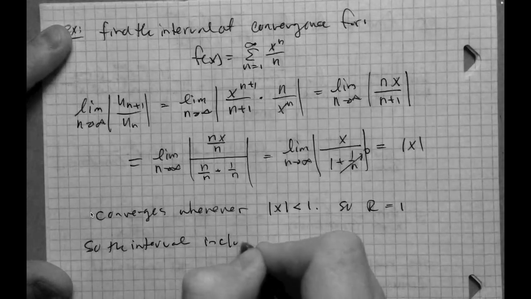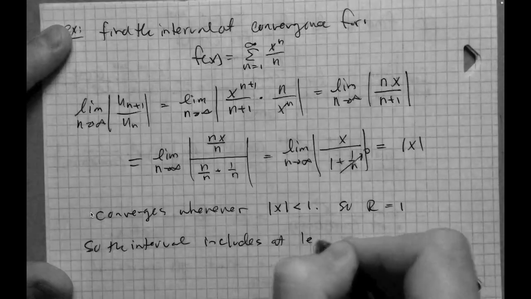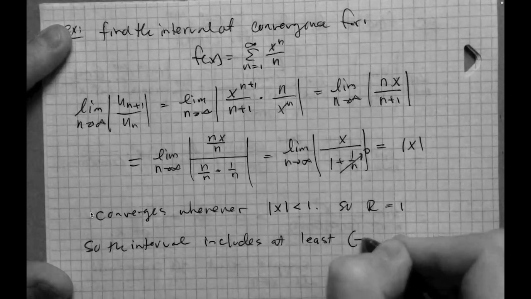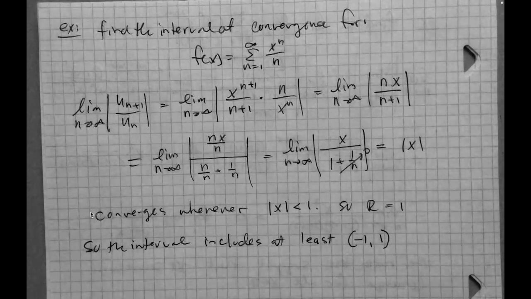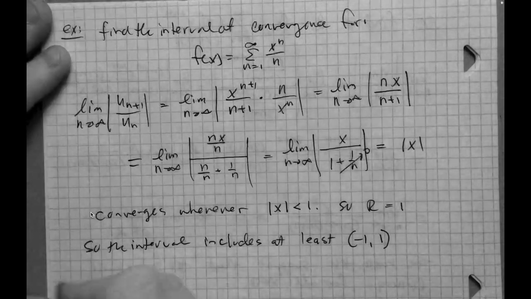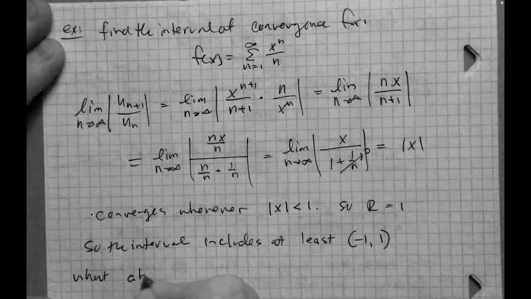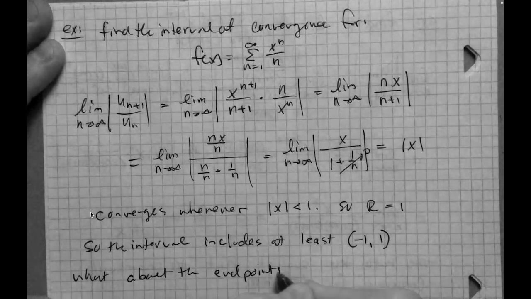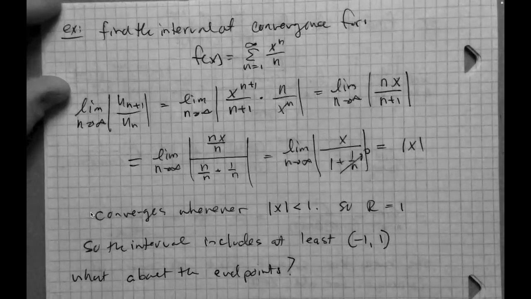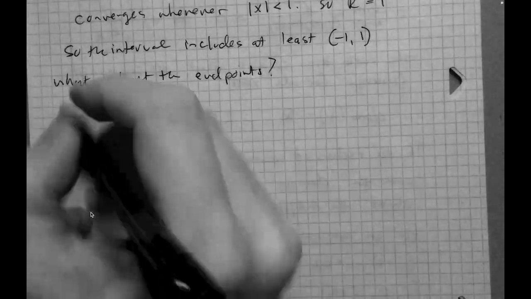So the interval includes at least -1 to 1, right? Now, what we need to question next is what about the endpoints? So what about the endpoints? Okay, what about those? So let's start with the upper endpoint. So when x is equal to 1, what happens? Well, let's evaluate the function at 1.